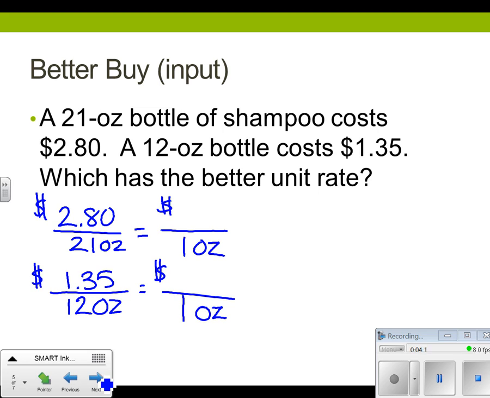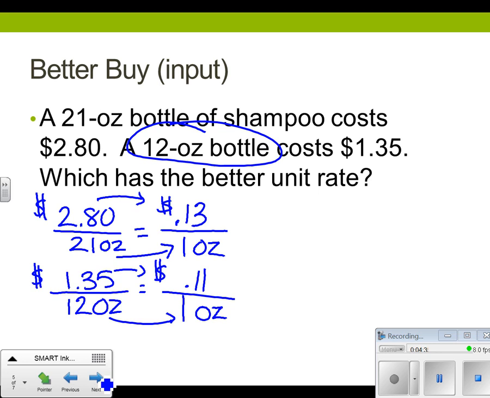So here, if I want to figure out 1 ounce, so 21 divided by 21 is 1, so we divide by 21. $2.80 divided by that 21 would give you approximately 13 cents per ounce. And here, if we're looking at dividing by 12, $1.35 divided by 12 gives you about 11 cents per ounce. So that means the 12-ounce bottle is the better deal here because it's less per ounce. The cheaper one right here, 11 cents per ounce. Not by much, but in general, it does show us that we're getting more for our dollar.